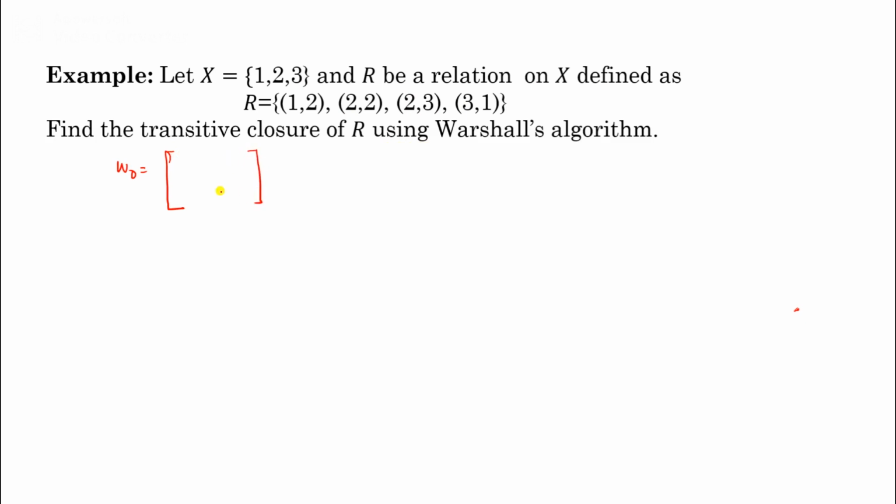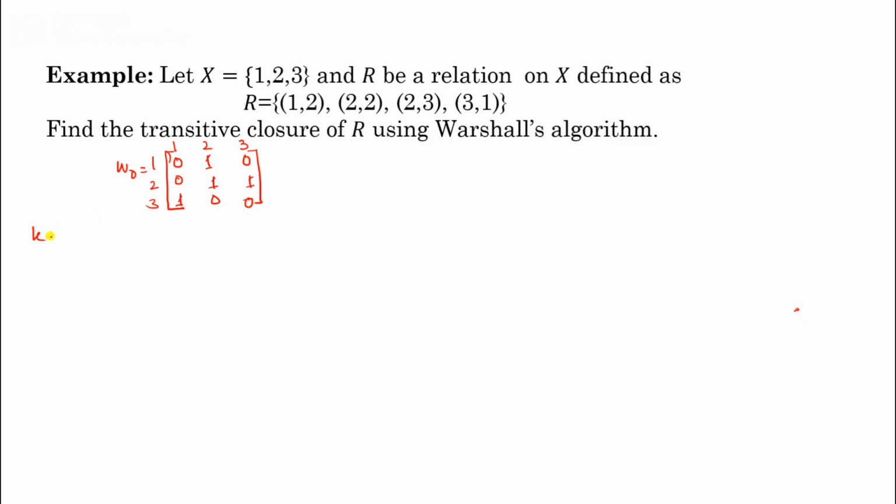Relation matrix means you will write 1, 2, 3 along the rows and 1, 2, 3 along the columns. So (1,2) is 1, (2,2) is 1, (2,3) is 1, and (3,1) is 1. Four elements are 1, so all other elements will be 0.